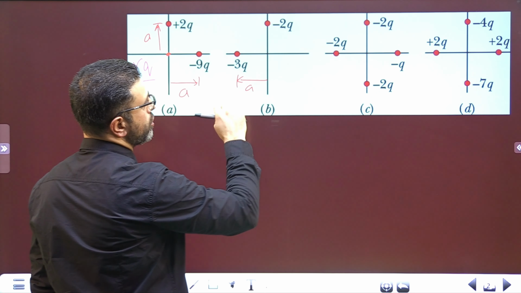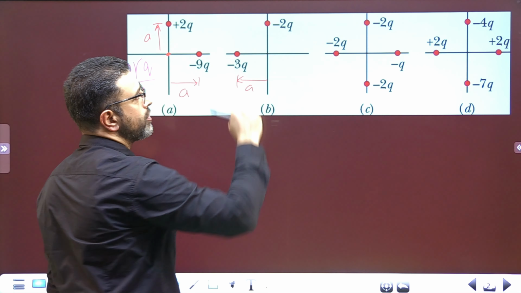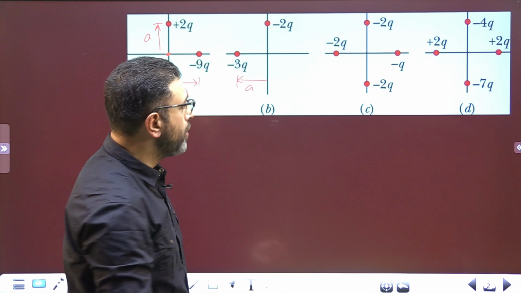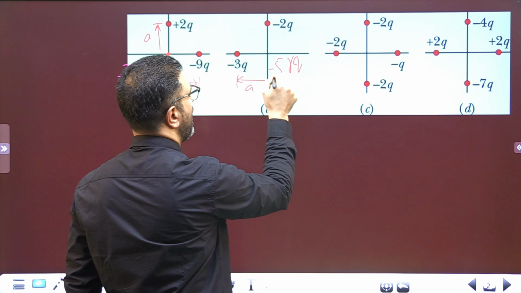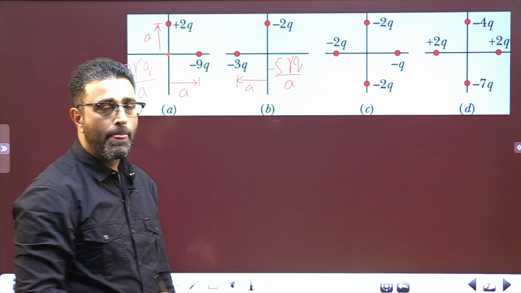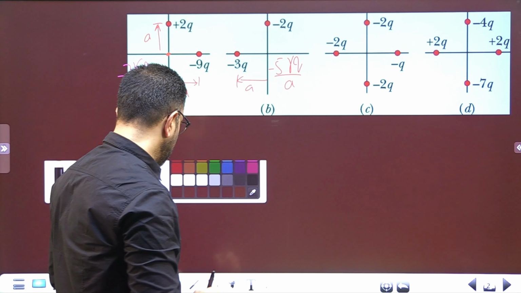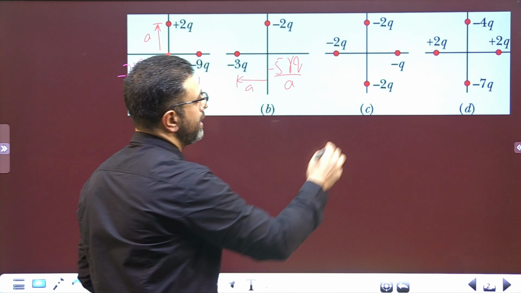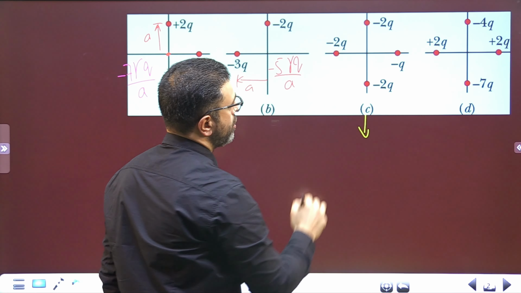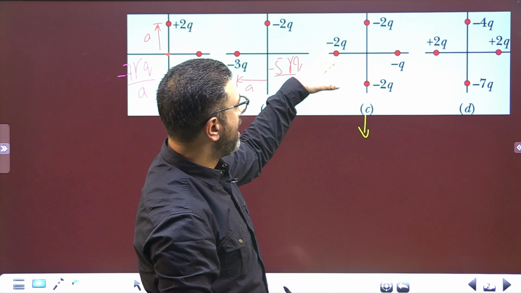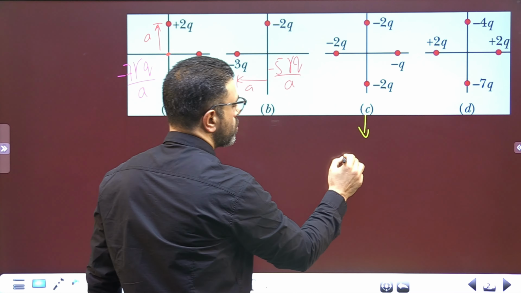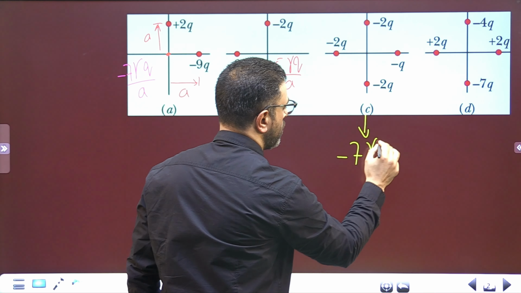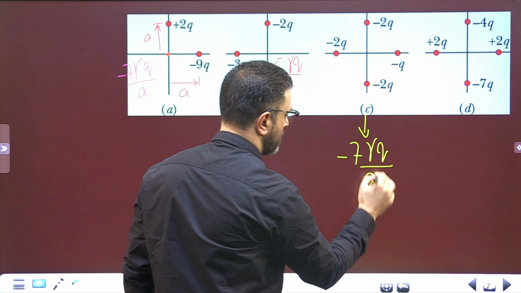In situation B, what is the total charge? Minus 3q minus 2q is minus 5q. So minus 5 times gamma q divided by common distance A. Potential in case of C: what is the total charge? Minus 2q minus 2q is minus 4q, minus 6q, minus 7q. So minus 7 gamma q divided by common distance A.